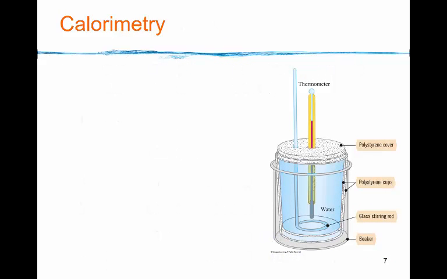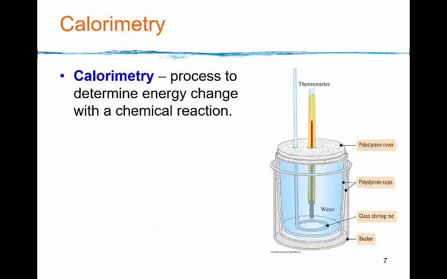So here's what a little calorimeter looks like. This is a very simple one, and this is how we can try to determine the change in enthalpy or energy by looking at the change in temperature. We have a thermometer, we have a styrofoam cup inside a beaker, and that's just insulation so we can minimize the heat loss that we have.